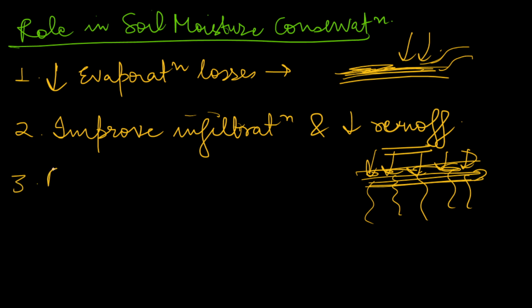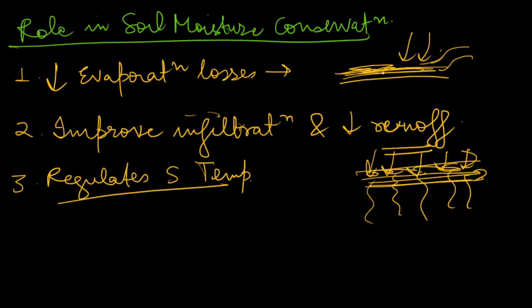Next, it also regulates soil temperature. What happens? Suppose we have done paddy straw mulching, it keeps the soil cool. So what happens when the soil temperature is cool in summer? It will reduce the moisture losses or moisture stress.